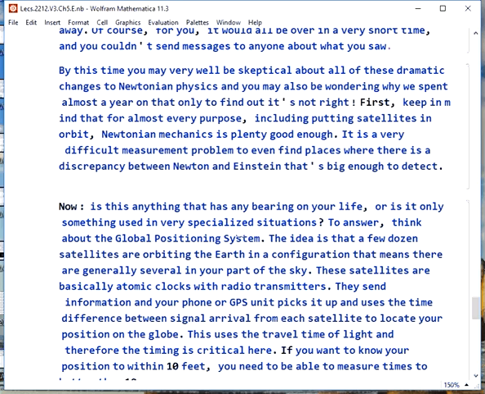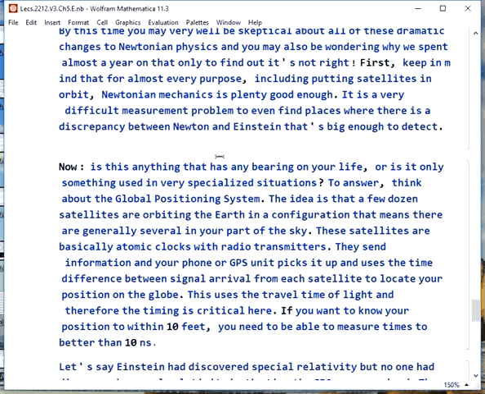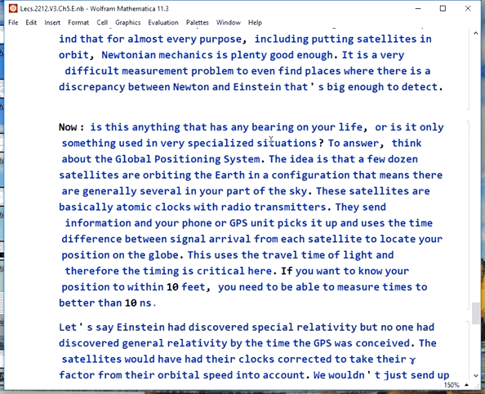Now, at this point, it would be reasonable to be skeptical about all these giant changes to Newtonian physics, and you might also feel like, why did we spend a year learning that stuff to find out it's not right? First, keep in mind that for almost every purpose, including orbital dynamics of satellites, Newtonian mechanics is plenty good enough. It's a really hard measurement problem to find places where there's a difference between Newton and Einstein big enough to detect. Now, is this anything that could affect your life, or is it just scientists in some faraway lab?